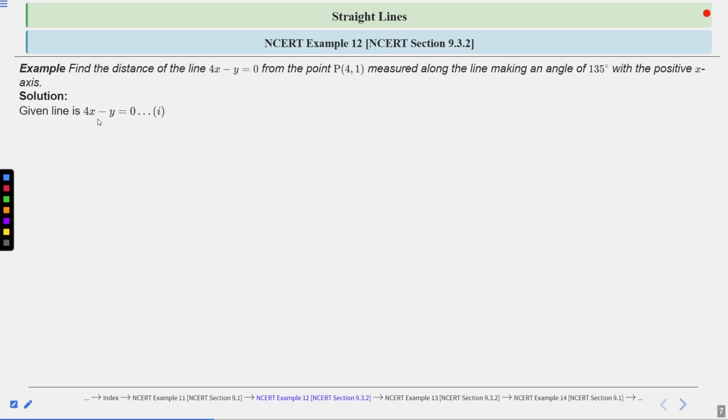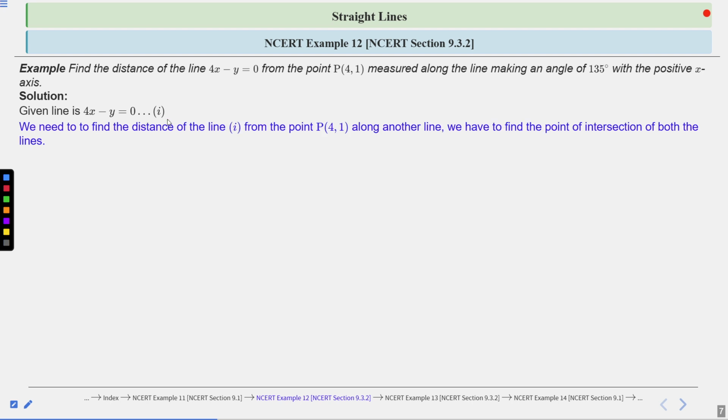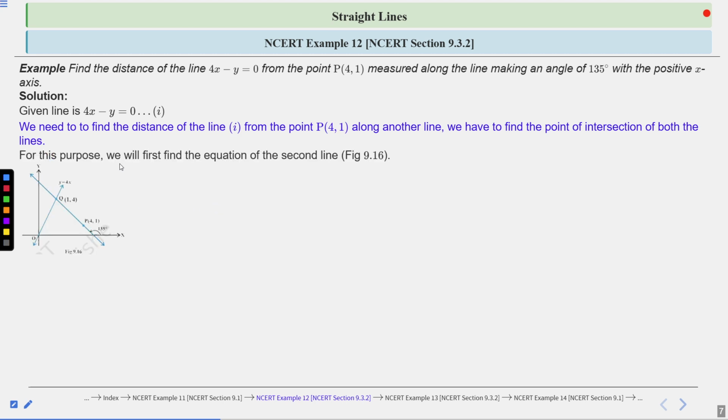So given line is 4x minus y equal to 0. Okay, I'm naming this equation number 1. And we need to find the distance of line 1 from the point P 4 comma 1 along another line. So we have to find the point of intersection of both the lines. So for this purpose we will first find the equation of the second line.